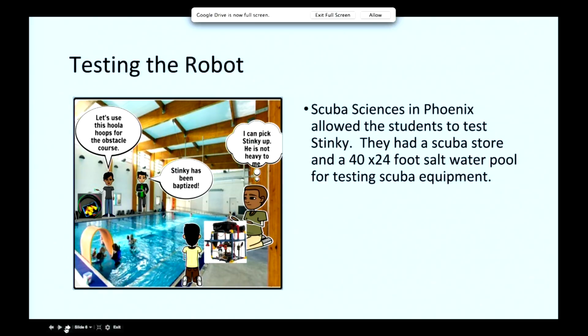Scuba Sciences in Phoenix allowed students to test Stinky. They had a scuba store and a 40 by 20 foot saltwater pool for testing scuba equipment. Let's use this hula hoop for the obstacle course. Stinky has been baptized. I can pick Stinky up. He's not too heavy to me.